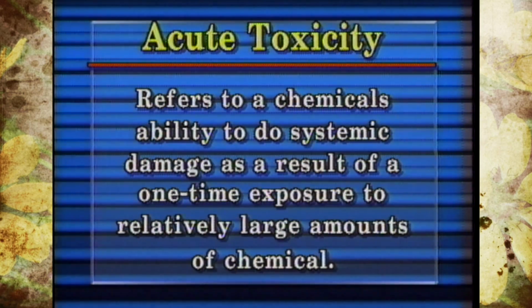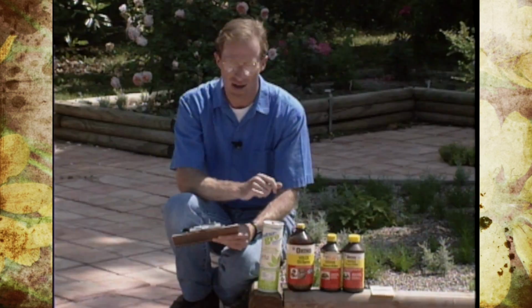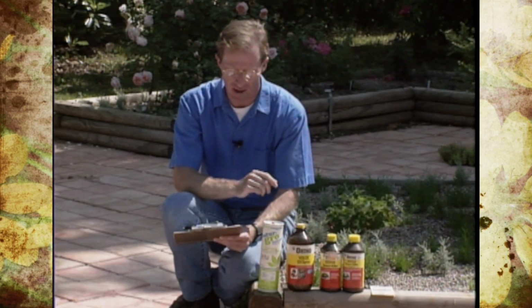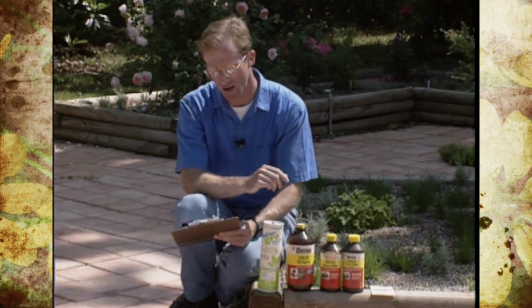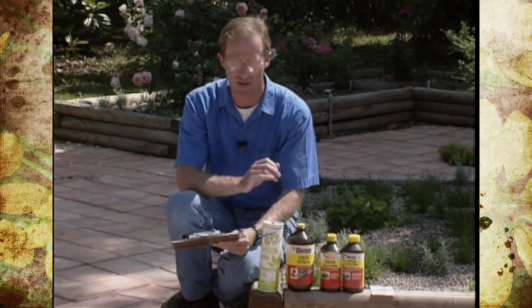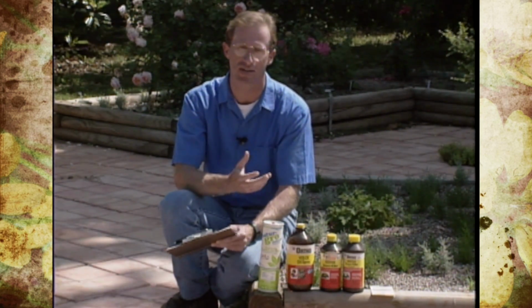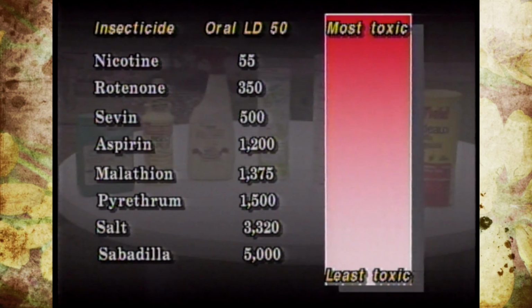So now let's define acute toxicity. Well, that refers to its ability to do systemic damage as a result of a one-time exposure to relatively large amounts of chemical, and that's the pesticide that we're talking about there. Now, since an LD50 value is measured from 0 up, it means that the lower the number, the more acutely toxic that pesticide is. And let me give you some examples of some common ones that we use every day in the garden or landscape.